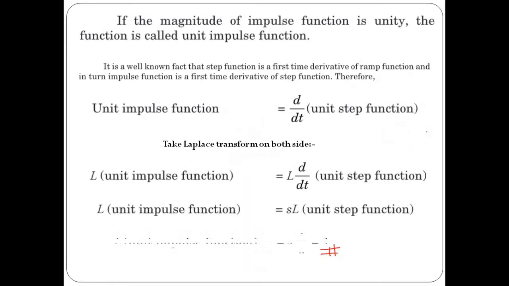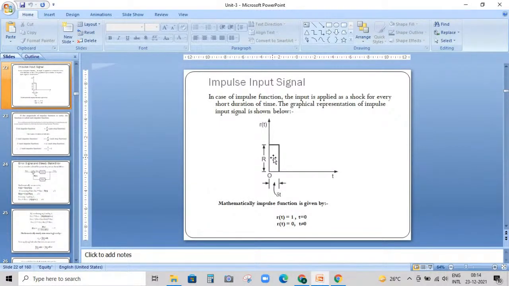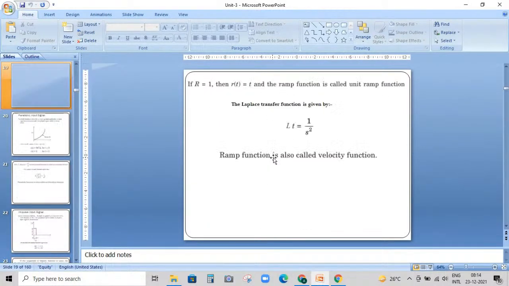So in this way, we have completed this portion on the standard test input signals. Why do we have only four standard test input signals, and why are they called standard test input signals? Because by using a combination of these four standard test input signals, we can create any kind of input signal available in the universe. That's why they are called standard test input signals. Why only four? Because we have only four different ways to provide input to any physical system.